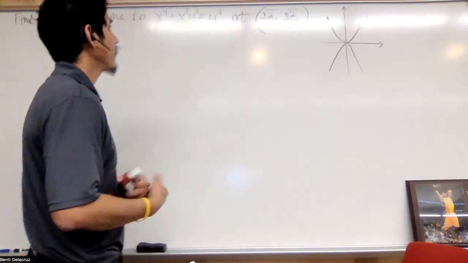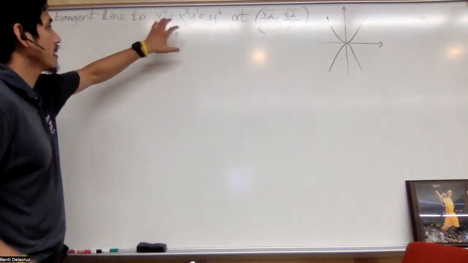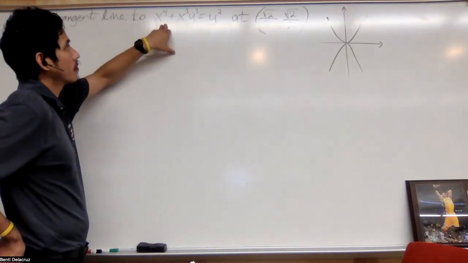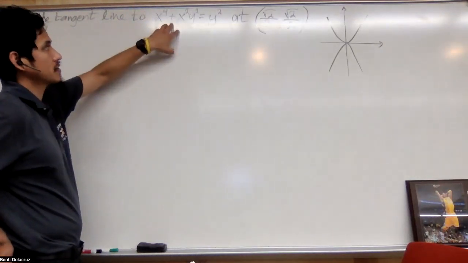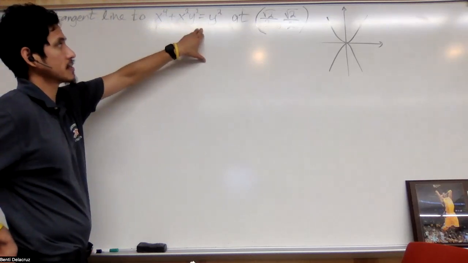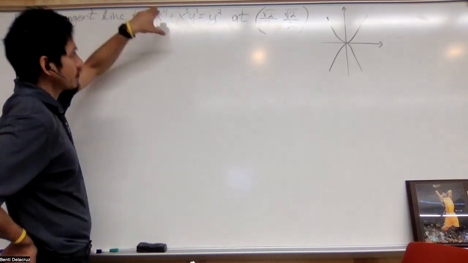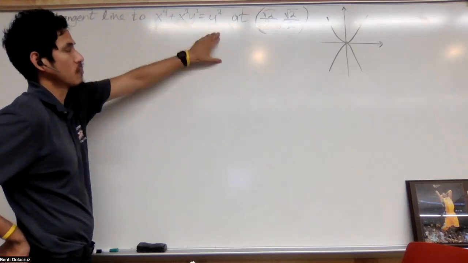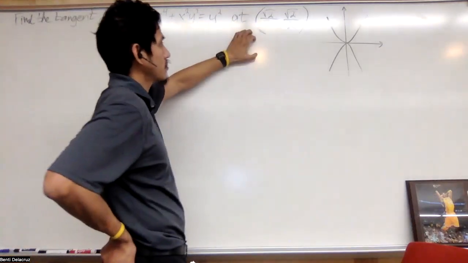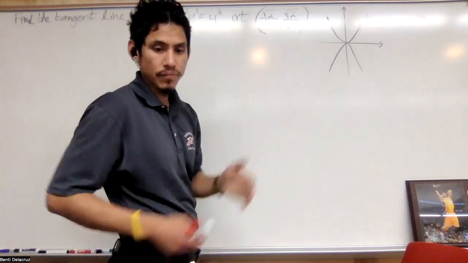All right, so we're going to find the equation of the tangent line to the graph of x to the fourth plus x squared y squared is equal to y squared at the point √2/2 comma √2/2.